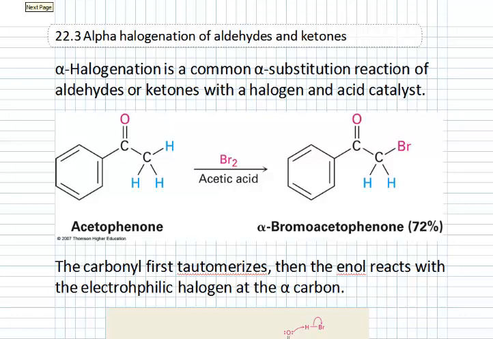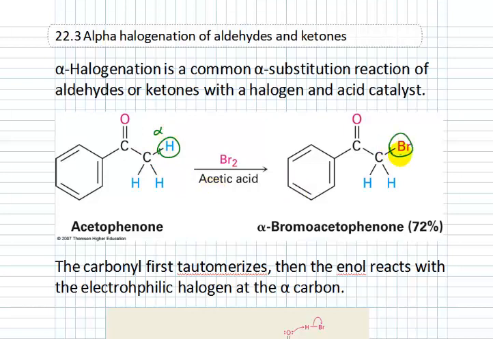An example of this mechanism is alpha halogenation. It's a common alpha substitution reaction that occurs in an acid catalyst. So here's our general reaction. If I have a ketone like this that has to have at least one alpha hydrogen, if I react it with a halogen in acetic acid, I can do a substitution reaction.